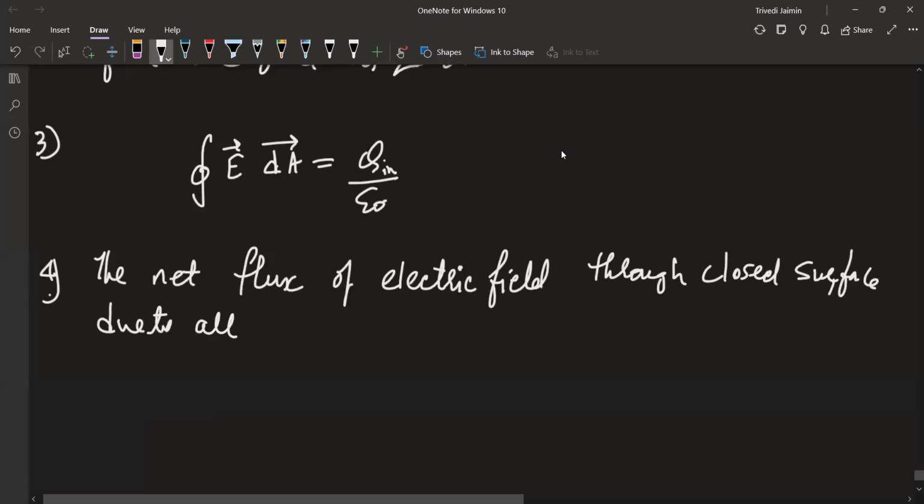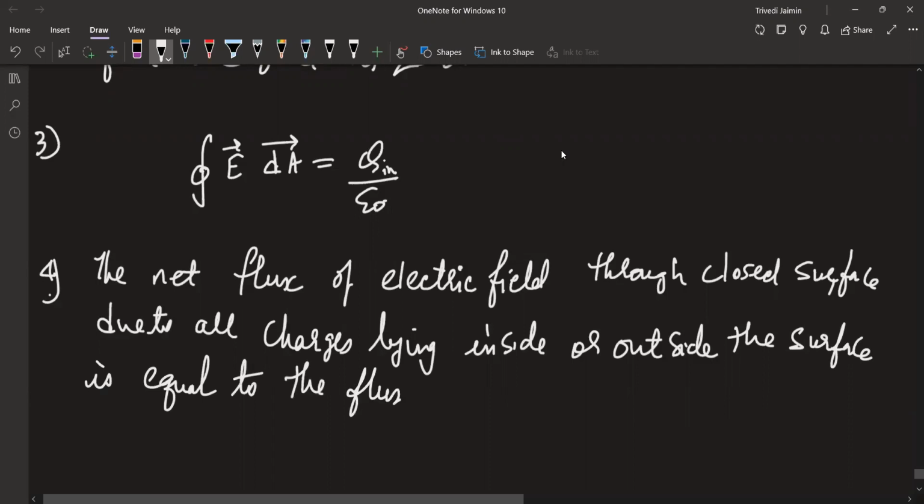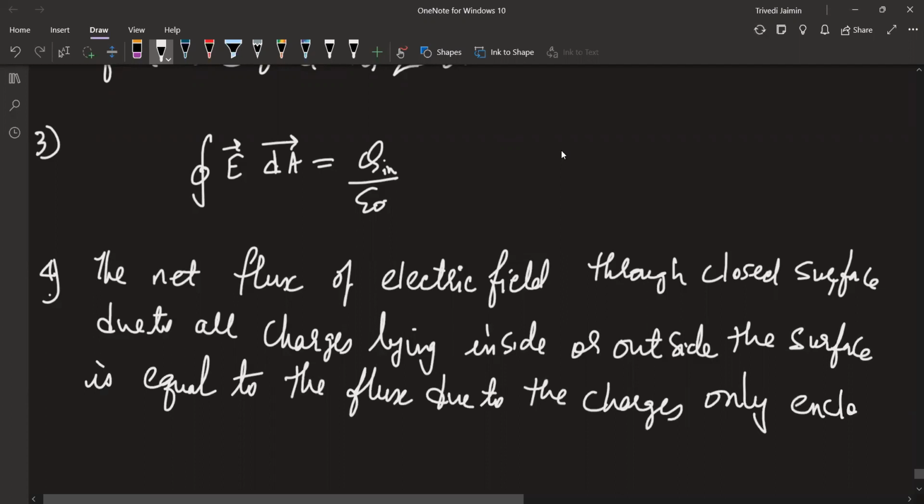Flux due to all charges lying inside or outside the surface is equal to flux due to the charges enclosed by the surface. The net flux of electric field through a closed surface due to all charges lying inside or outside the surface is equal to the flux due to charges only enclosed by the surface.